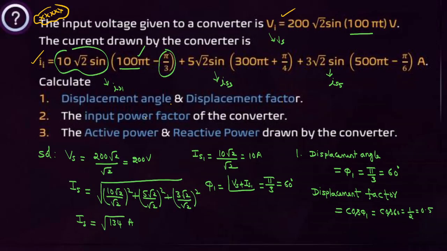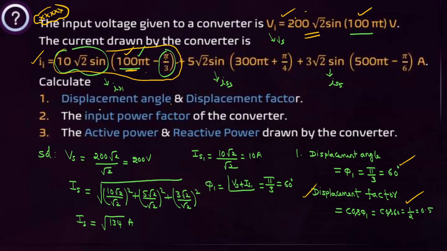First we have to find the displacement angle. Displacement angle means this is the fundamental voltage, there are no harmonics. First we identify the fundamental current. Which is the fundamental current? This frequency and this frequency are equal, then it is the fundamental current. Then what is the angle between these two? Only this current is the fundamental. The angle between Vs and Is1 is pi by 3. That is the displacement angle. Once you know the displacement angle, how to find the displacement factor? Cos of the displacement angle is 0.5.